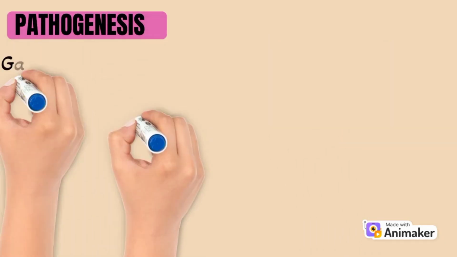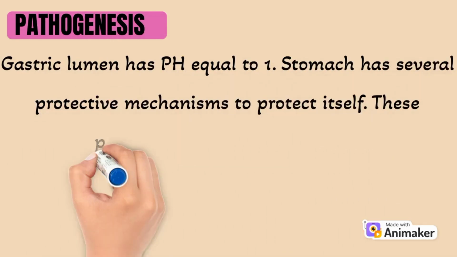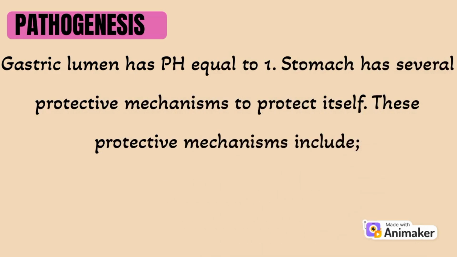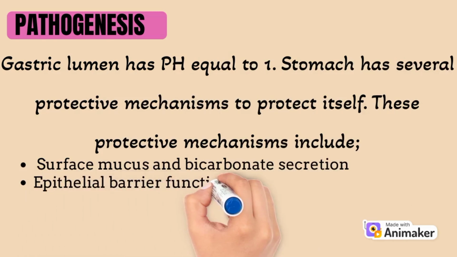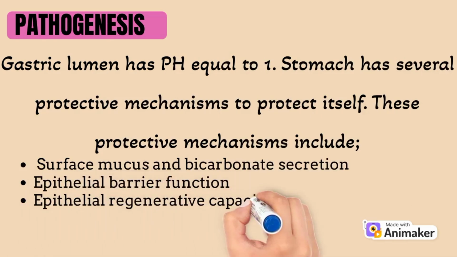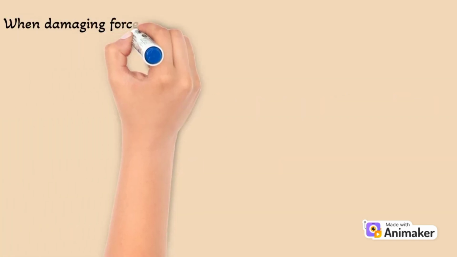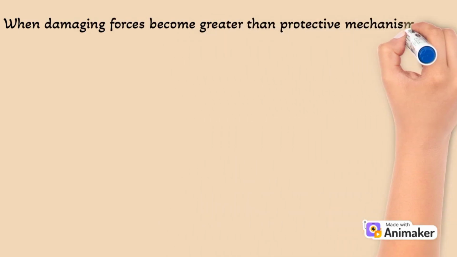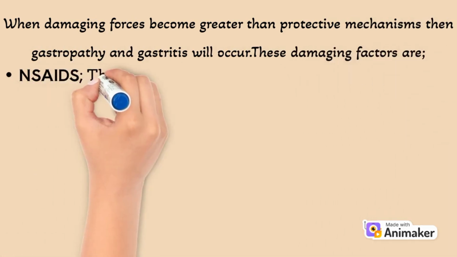Pathogenesis: gastric lumen has pH equal to 1. Stomach has several protective mechanisms to protect itself. These protective mechanisms include surface mucus and bicarbonate secretion, epithelial barrier function, epithelial regenerative capacity, elaboration of prostaglandins, mucosal blood flow. When damaging forces become greater than protective mechanisms, then gastropathy and gastritis will occur. These damaging forces are NSAIDs.